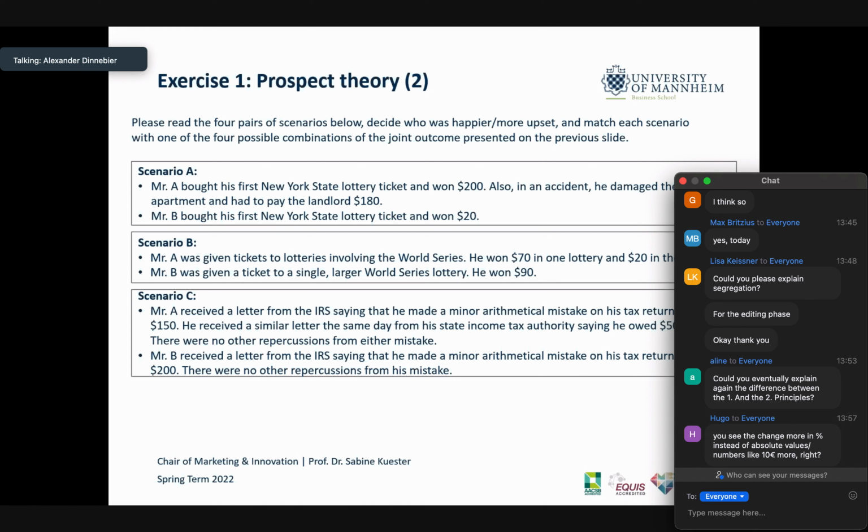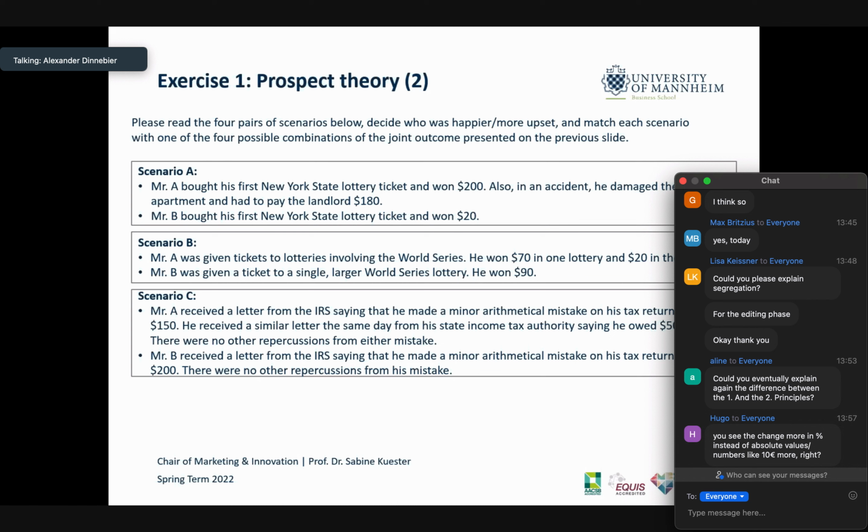I don't think you get what my problem is. I know that the question has two parts, and in the one part we have to say who's happy and who's less happy. But the other part of the question is to match each scenario. There are 4 scenarios with one of the 4 possible combinations, right? And in the whole scenario, Mr. A and Mr. B both belong to the same scenario.